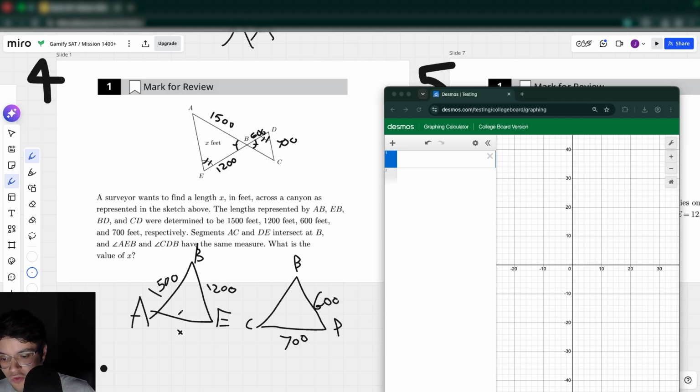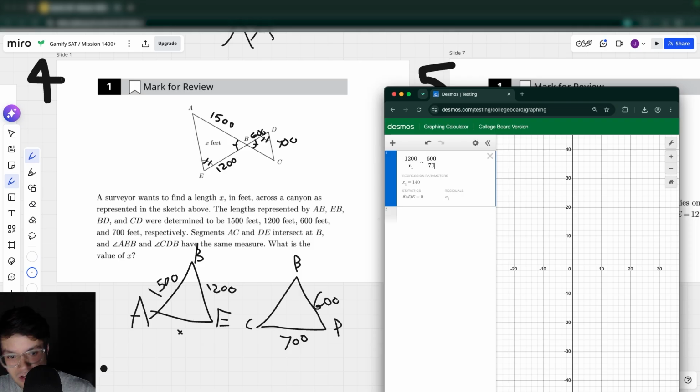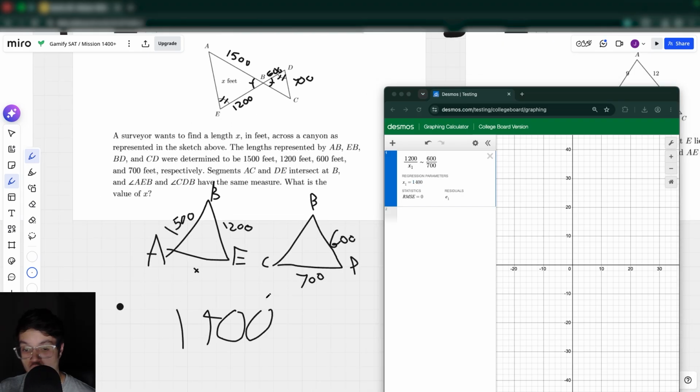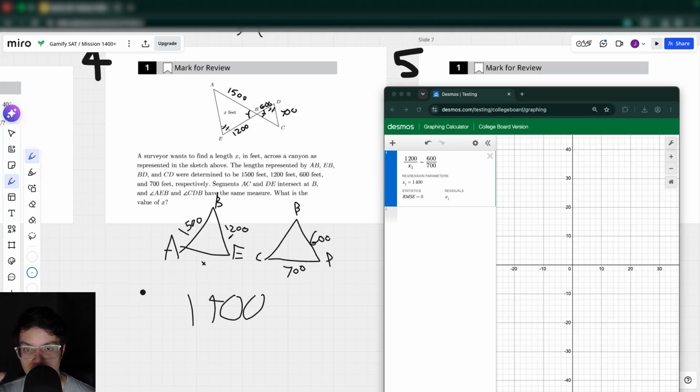We have here 1200 and X, and 600 and 700. Let's just go ahead and write a proportion with that. So 1200 divided by X, we can say, equal to 600 divided by 700. So therefore, we're getting 1400 for X, and yes, that would be the right answer. Writing the triangles in an easier to look at way is really helpful for these problems, honestly.